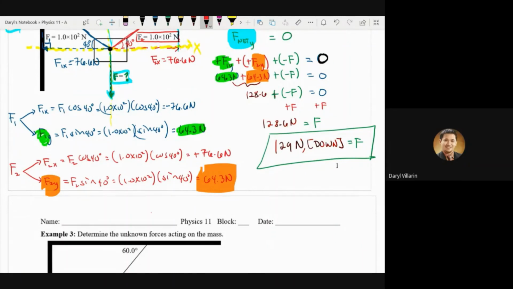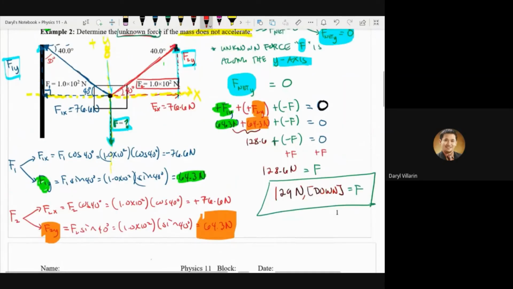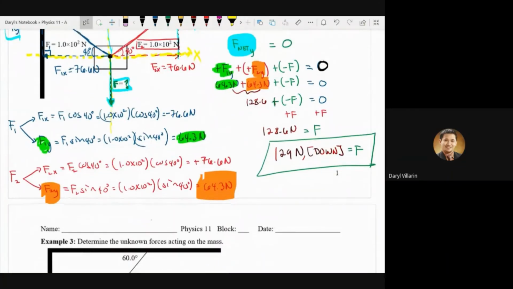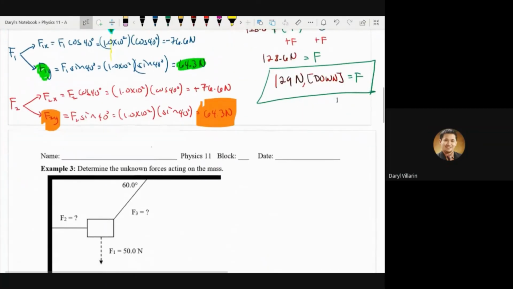Although in this case it doesn't matter because anyway, F1 and F2 have the same magnitude, right? But that's a wrong practice to do, even though their magnitudes are the same. Okay. Any questions so far?